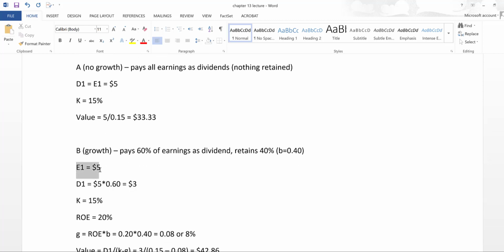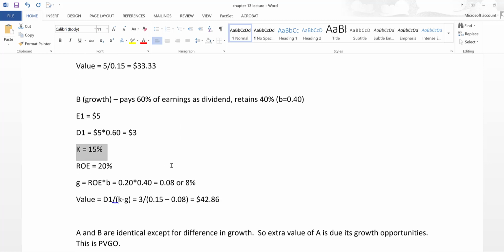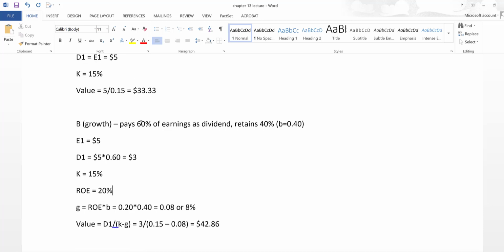Now B has earnings of $5 per share. It pays out 60% of the earnings as dividends. So if next year's earnings are expected to be $5 per share, what would be the dividend? Well, 60% of $5, so that would be $3. Okay, so this firm would have $3 in dividends. Its required rate of return is 15%. We know that ROE is 20%. So this is your return on equity, and because it pays out 60% as dividends, that means it retains 40%. So its B is 0.40, right?